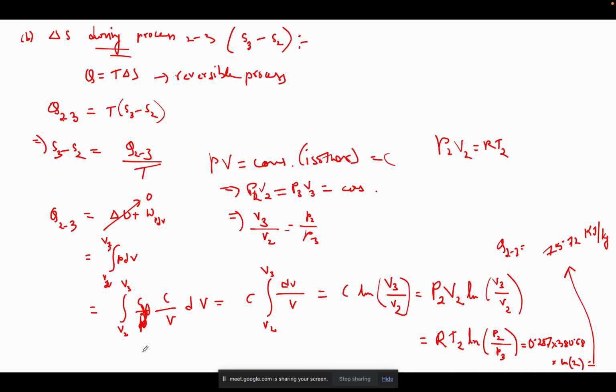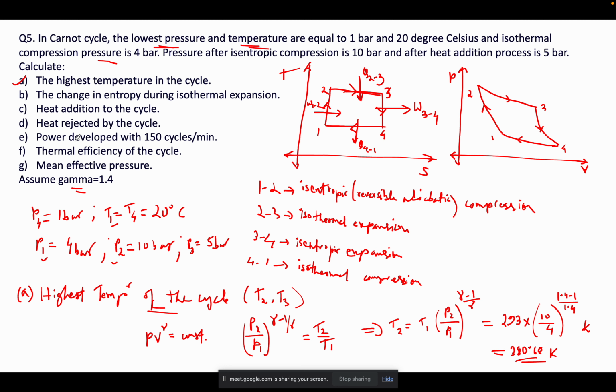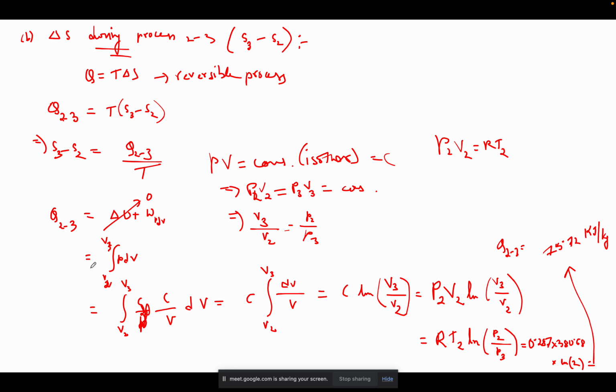And remember, we have one more question where we have to calculate the heat addition to the cycle. This is basically your heat addition to the cycle. We need S3 minus S2. What we will do, we will basically divide this by the temperature, that is 380.68. Okay, so let me go to another slide.